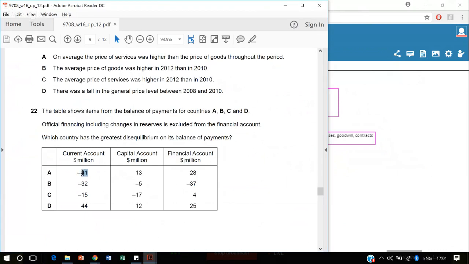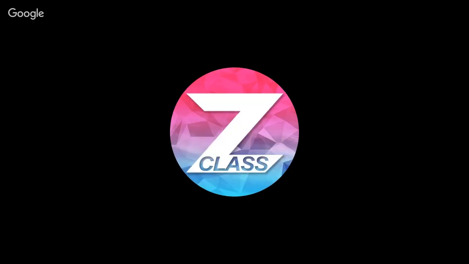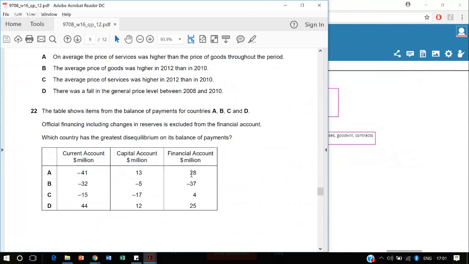Minus 41 on the current account, plus 41 on the capital and financial account, right? That's zero. So that balances out. That leads to zero.